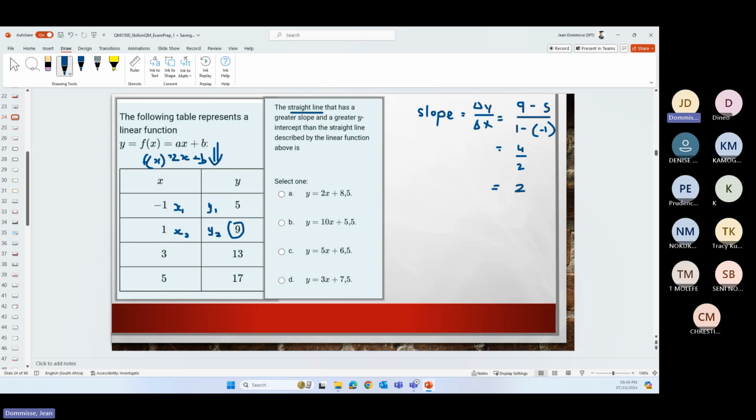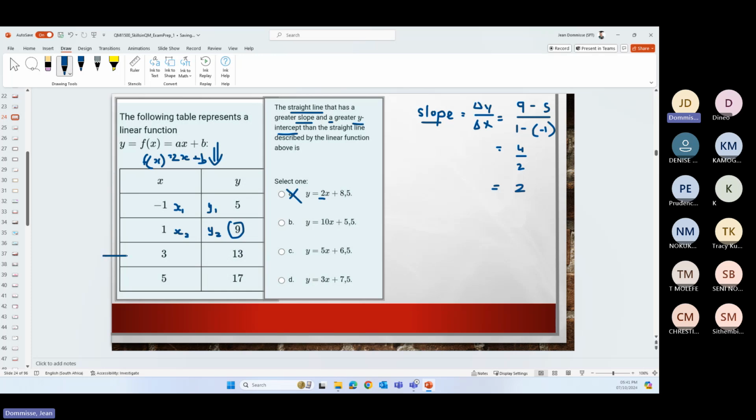The straight line that has a greater slope and a greater y. Okay, so now we need to go for the y-intercept. So we at least know that the slope needs to be more than 2. So that slope is 2. We're looking for a greater slope. So it's 10, 5, or 3. So we've got the slope, but now we also need to check what the y-intercept is.